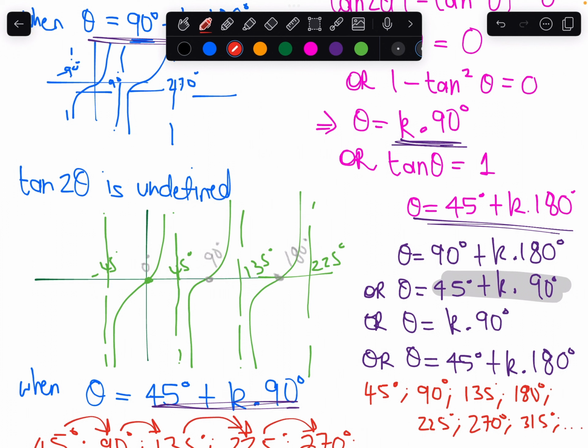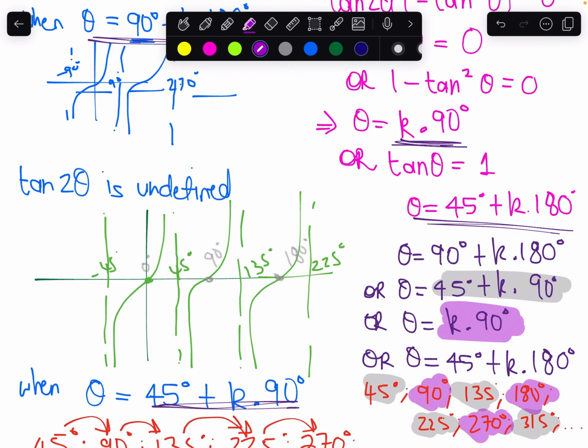Right, so 45 plus k times 90 is going to touch 45, plus 90, plus 90, plus 90, right? It touches every other multiple of 45. Then the k times 90 is going to touch the multiples of 90, which are the multiples of 45 that the previous statement did not touch, right? So we're going to touch 90, 180, 270. So these two statements together, we can collapse into one.